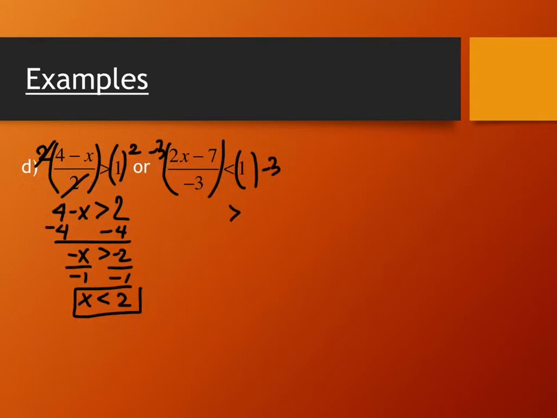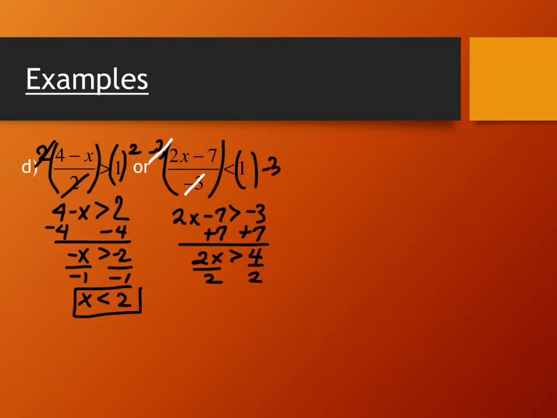Yeah. On the left-hand side, it eliminated the fraction, which was the goal. So I just have the 2x minus 7. On the right-hand side, I have 1 times negative 3, which is negative 3. Then what? Going to add my 7. 2x on the left. Symbol stays the same. Negative 3 plus 7 is 4. And then divide by 2.